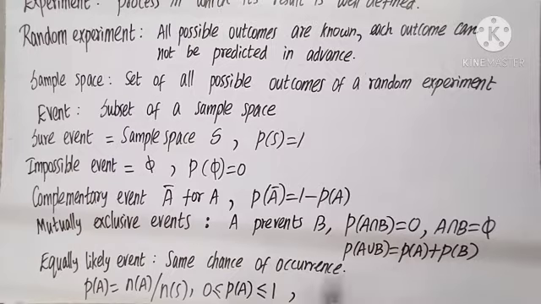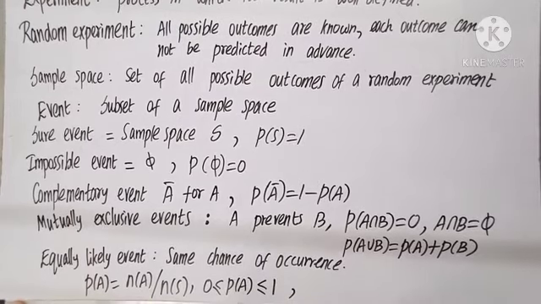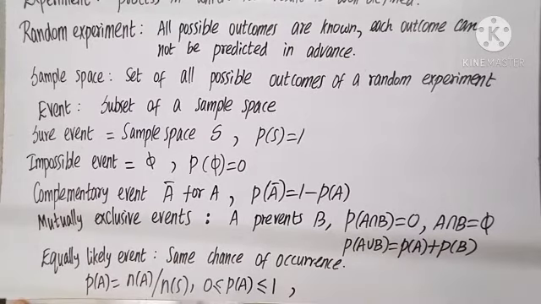And now we have the next set, say equally likely events. Suppose there are 50 children sitting in front of me whom I am going to question. Every child's probability of being asked is 1 by 50. So every child we say equally likely event. Everyone has the same chance of being asked. So probability of A, as we define, is n of A by n of S: number of favorable outcomes by total number of exhaustive cases.